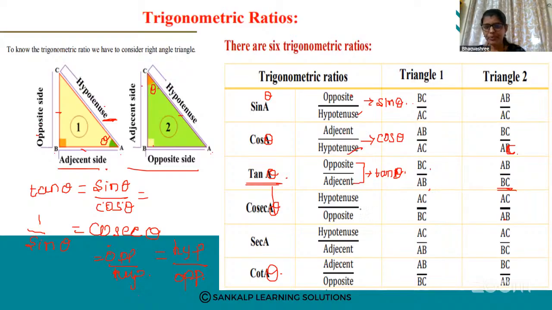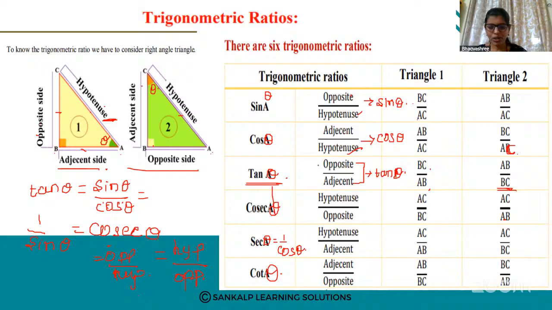Next one, secant theta. Cosecant theta, secant theta. The reciprocal of cos theta is called sec theta. Remember, 1 divided by cos theta is equal to sec theta. How can we write this sec theta? 1 divided by cos theta, the reciprocal of cos theta. If you exactly invert cos theta, you get hypotenuse divided by adjacent.